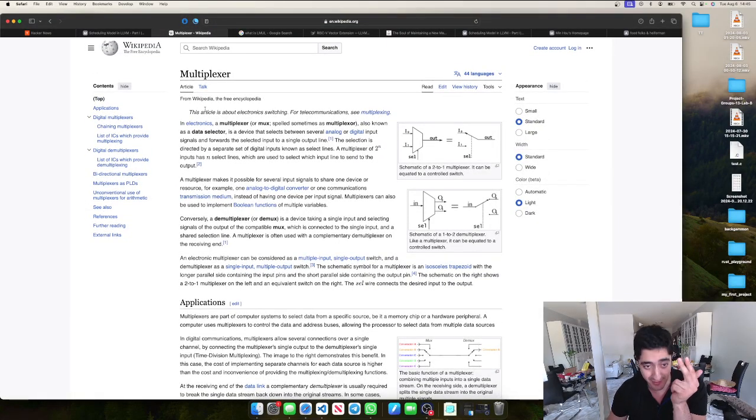There are data selectors. Selection is directed by a separate set of digital inputs known as select lines. A multiplexer of 2 to the n inputs has n select lines, which are used to select which input line to send to the output.